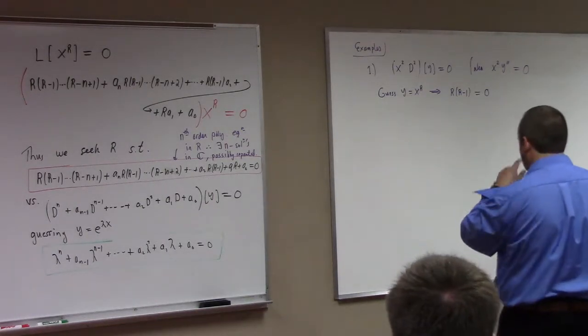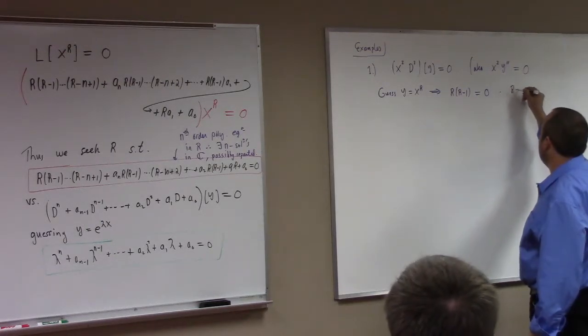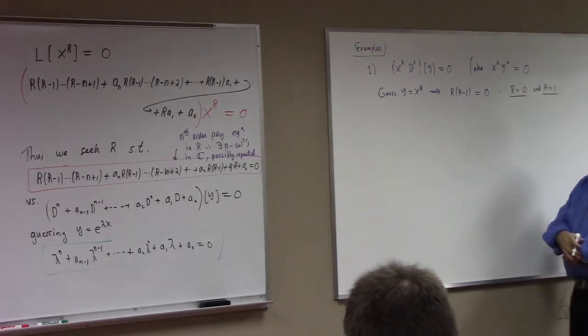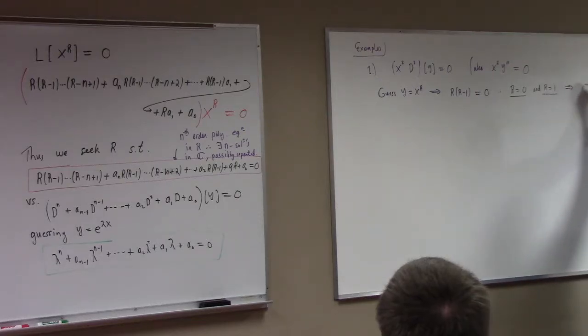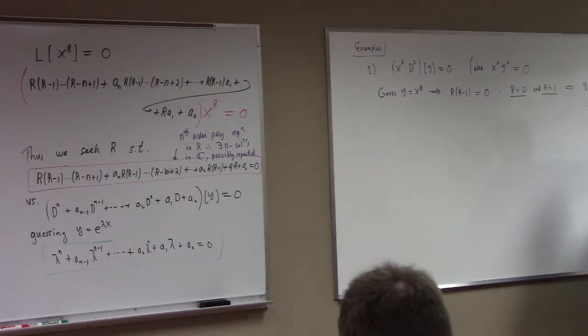I hope you can solve this. R equals 0 and R equals 1. Hooray. We have found ourselves a distinct real case. So this suggests that y1 equals x to the 0 and y2 equals x to the power 1 are solutions, right? My fundamental solutions, and my general solution will be C1 plus C2 x. Hooray!